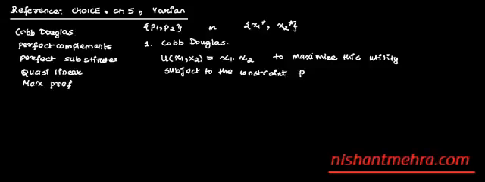Subject to the constraint P1 x1 plus P2 x2 equals M. So this is the constraint which you will have to satisfy. So you want to maximize this utility, that is U equals x1 x2, but subject to the budget constraint which you have.